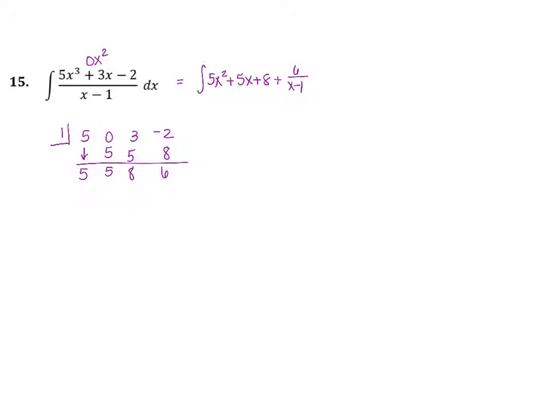All right, and now we're ready to integrate. So that's going to be 5x cubed over 3 plus 5x squared over 2 plus 8x plus 6 times the natural log of the absolute value of x minus 1, and then plus c.